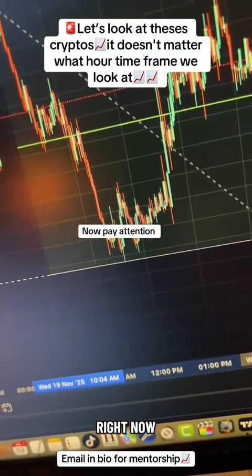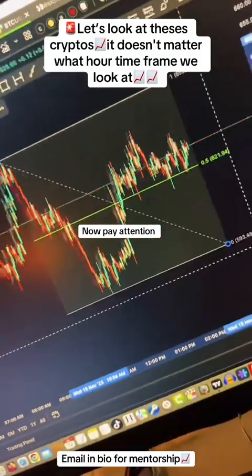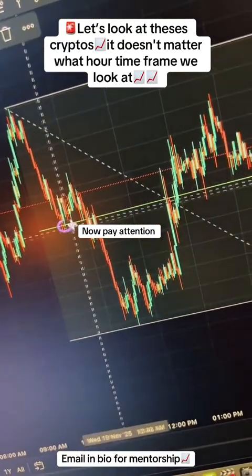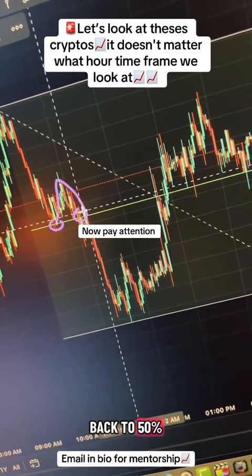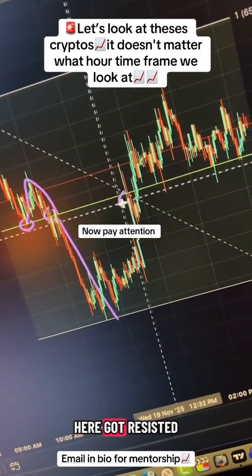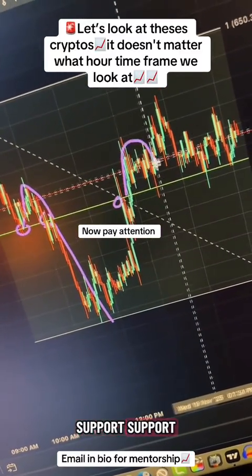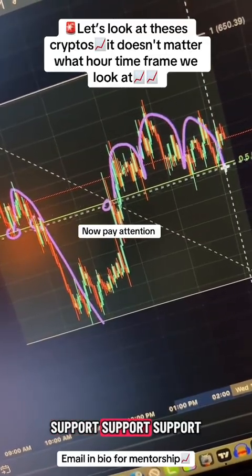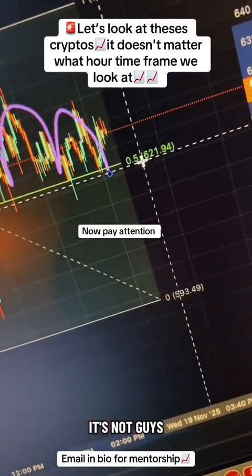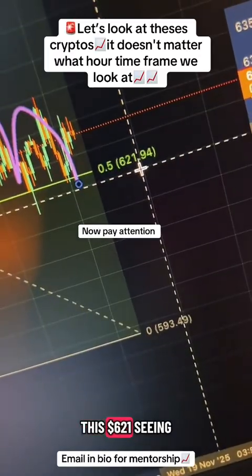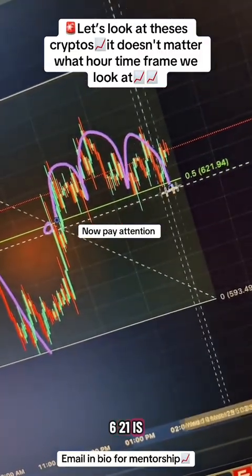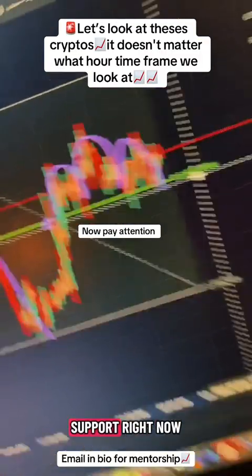So what's going on right now? Pay attention. Look. How accurate is that? I'm going to make it real accurate for you. Back to 50%, lost it, crash. Came back up here, got resisted, then you found support. Support, support, support, support. Why is Zcash fine? Why is it having a hard time breaking? It's not, guys. It's $621, sitting now at 628. 621 is the 50% level and it is support right now.